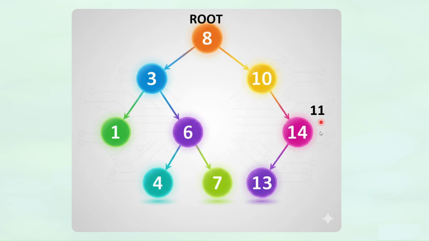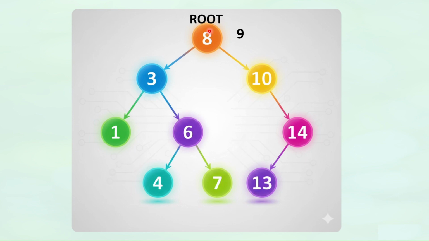Now next we will compare 11 with 14. Now 11 is smaller than 14, so we will add 11 to the left side of 14, but there is already an element present on the left. So we will compare 11 with 13. Here 11 is smaller than 13, so we will move towards the left of 13. But there is no element to the left of 13. So this is the right place where I need to add 11. So 11 will be added to the left side of 13.